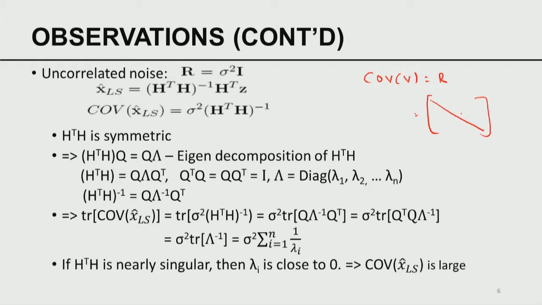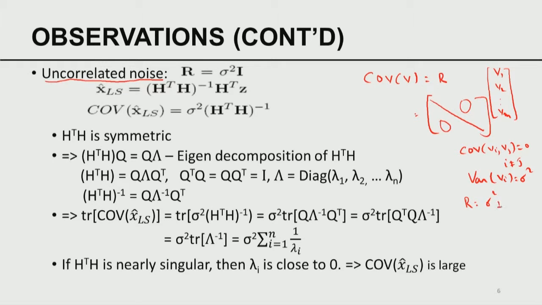Now I am going to come to a very special case. I am going to consider the noise components V to be uncorrelated. What does it mean? V has V1, V2, up to Vm. The covariance of Vi with respect to Vj is equal to 0 for i not equal to j. What does it mean? All the off-diagonal elements are 0. Further, I am going to assume the variance of each of them is equal to sigma square. That means they all have the common variance. In this case, my R becomes sigma square times I. Sigma square times I is an identity matrix multiplied by sigma square. That means it is a matrix where off-diagonal elements are 0, and all the diagonal elements are the same.